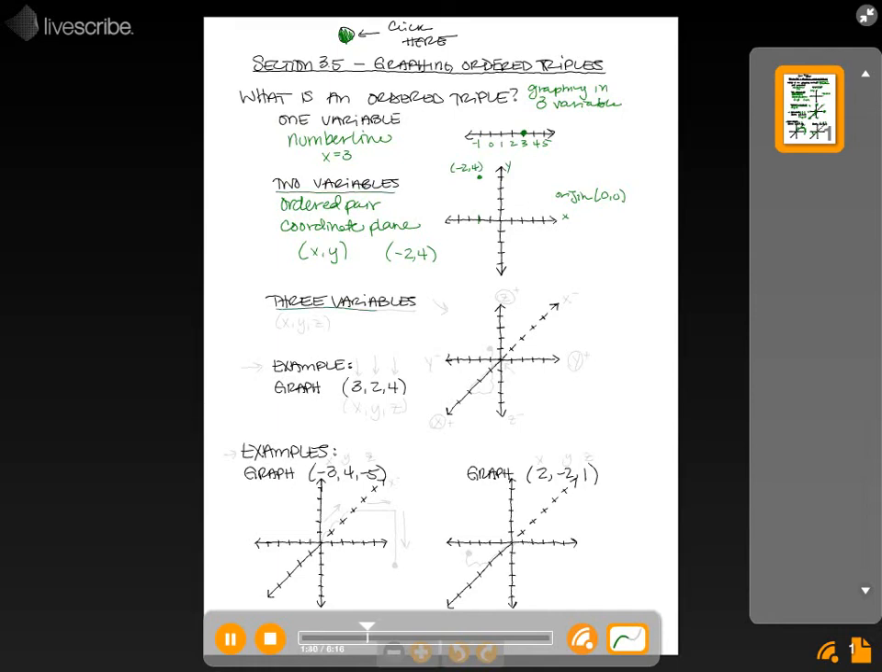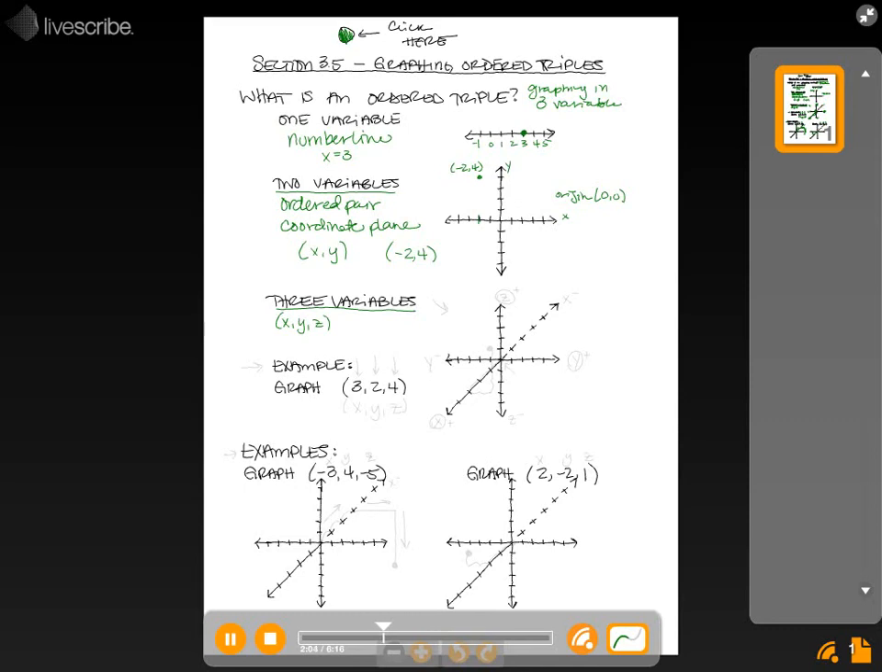Now, if we're going to graph in 3 variables, we use what's called an ordered triple. Ordered triples are in the form x, y, and z. So you have 3 variables you're going to graph. It's very similar to graphing an ordered pair. The only difference is you have an extra coordinate, an extra axis that you have to move on.